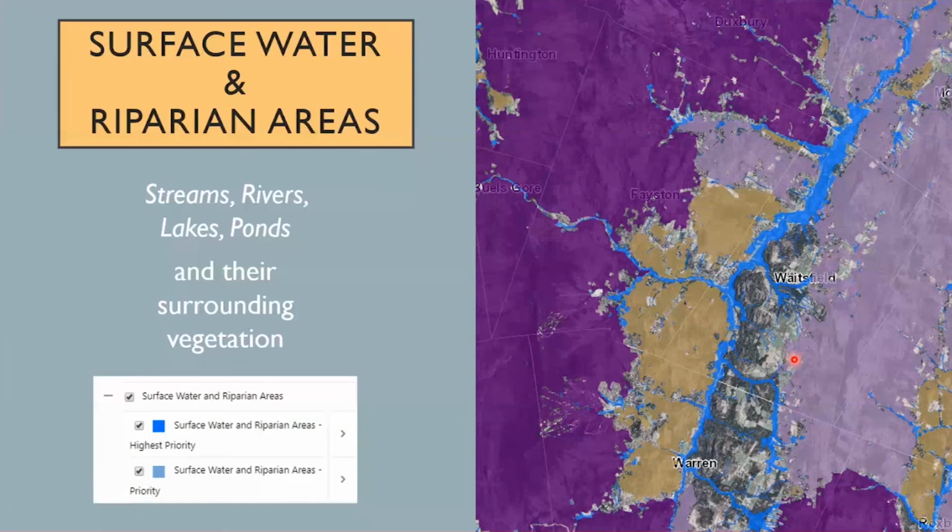Let's just add in the surface water and riparian area network. And that's the Mad River. And you can see how it knits together these forest blocks.